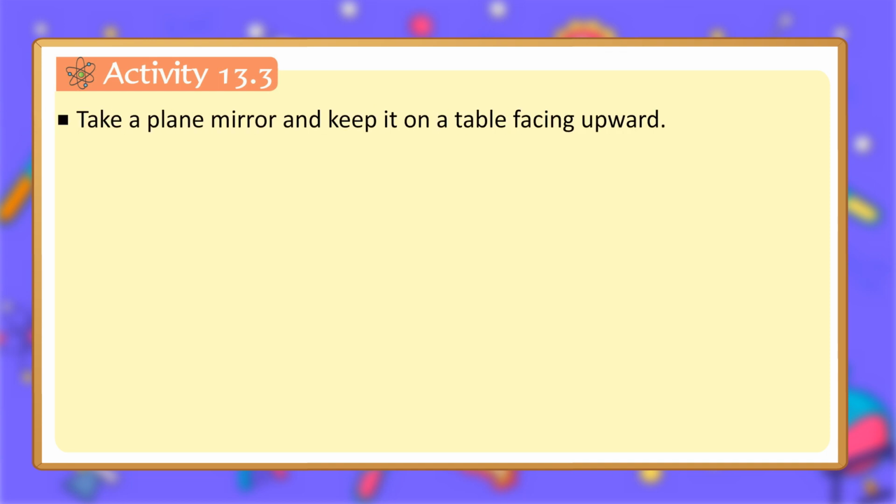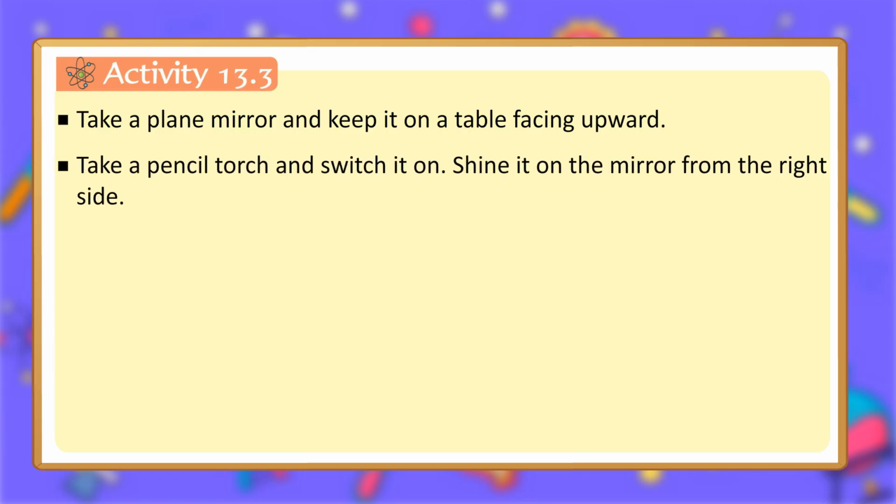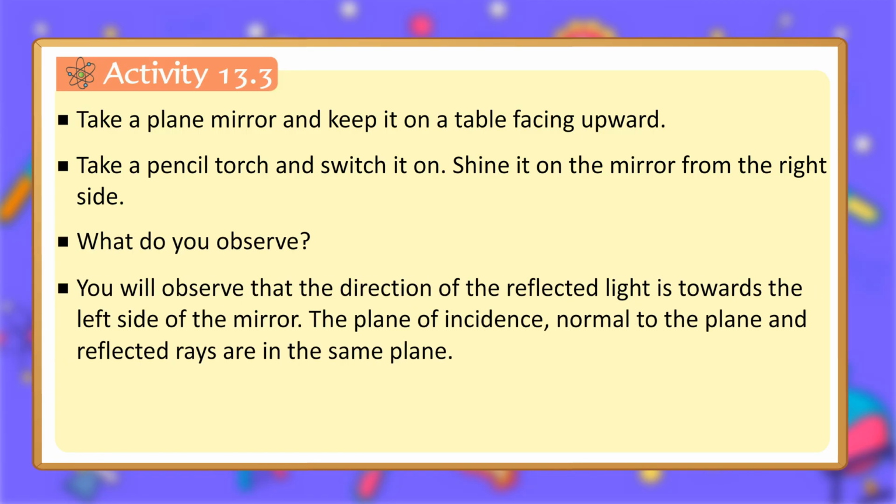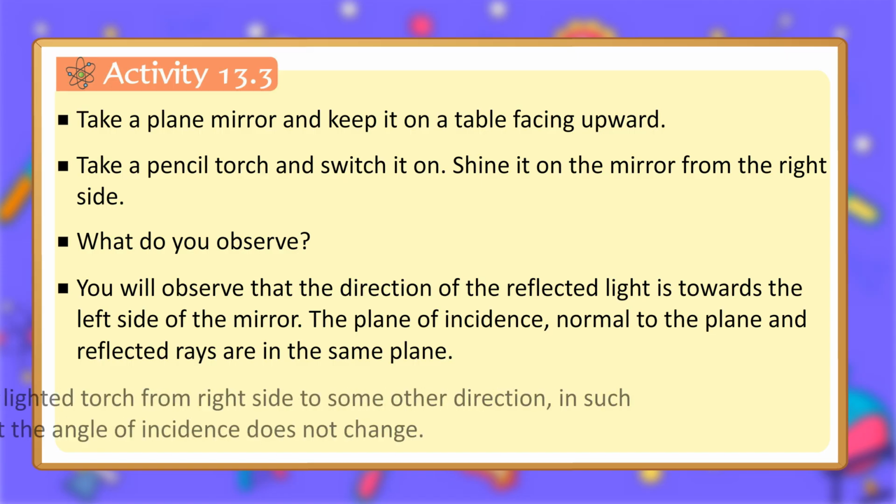Activity 13.3. Take a plane mirror and keep it on a table facing upward. Take a pencil torch and switch it on. Shine it on the mirror from the right side. What do you observe? You will observe that the direction of the reflected light is towards the left side of the mirror. The incident ray, the normal to the plane and the reflected ray are in the same plane.